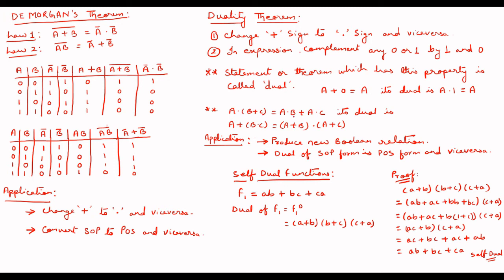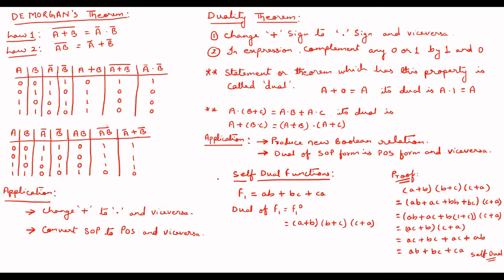You can see from this relationship I have developed this relationship, by just changing the operator and getting a new Boolean relation. And we can use this duality theorem, or dual theorem, in SOP form to convert that to POS form and vice versa. That is what I mentioned over here: the dual of SOP form is POS form and vice versa, right?